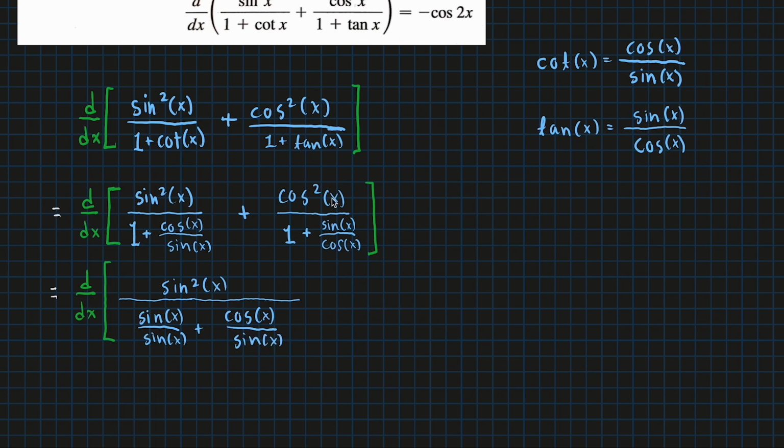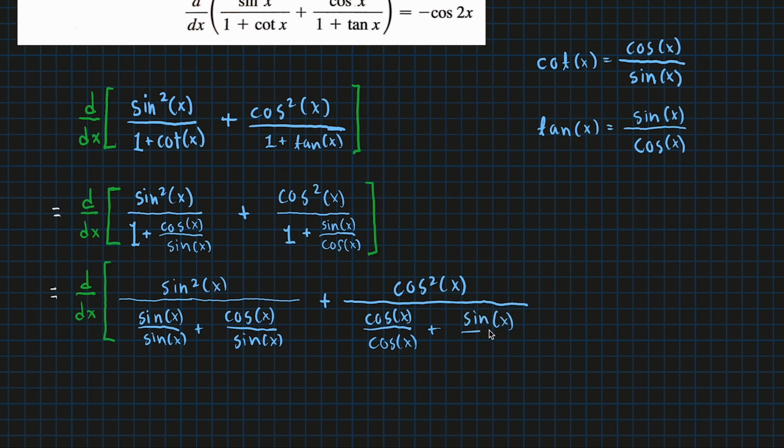So let's do the same for this side here. I'm just showing you all the steps so that you can see where this is coming from, so that there's no confusion. We still have our cosine squared of x in the numerator. In our denominator here, we want this to have the same denominator as sine x over cos x, so we'll just make 1 cos x over cos x. And to that we add sine x over cosine of x.